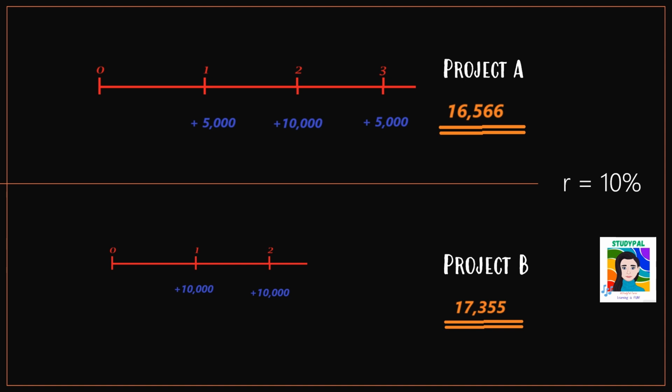Right, so we have completed the hard part. Now we have to decide. Project A gives a total present value of cash flows of 16,566. The present value of cash flows for Project B is 17,355. So obviously Project B is better because the present value of cash inflows is greater.